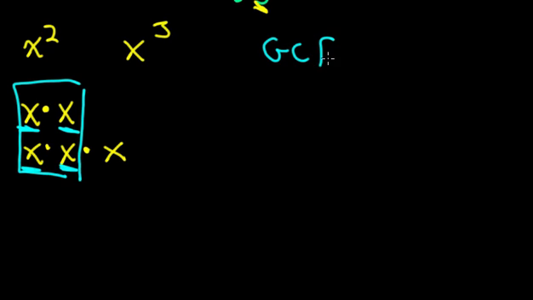If I look at x squared and x cubed, x squared is made up of x times x, and x cubed is made up of x times x times x. So looking for the greatest common factor in these, this has an x, this has an x, this has an x, this has an x. So in common, they both have a common factor of x squared.